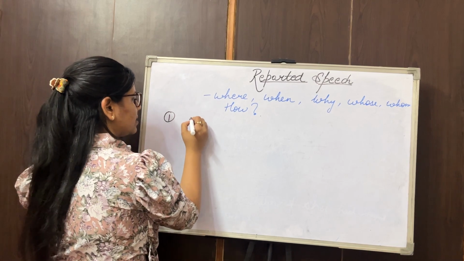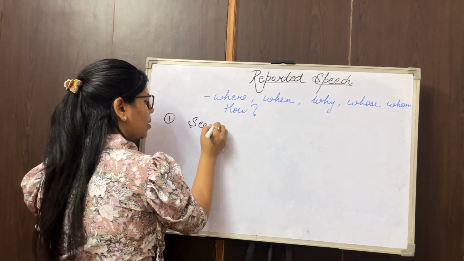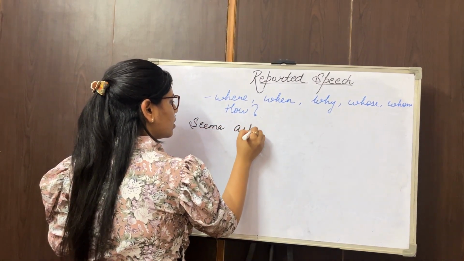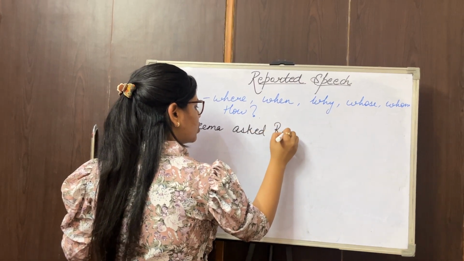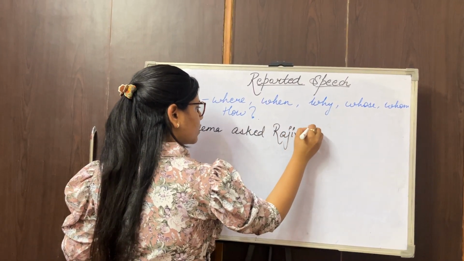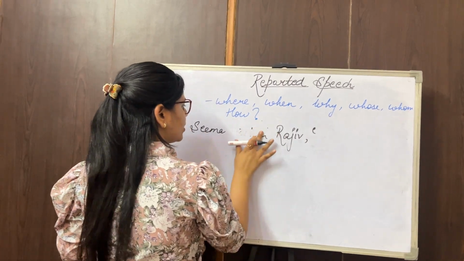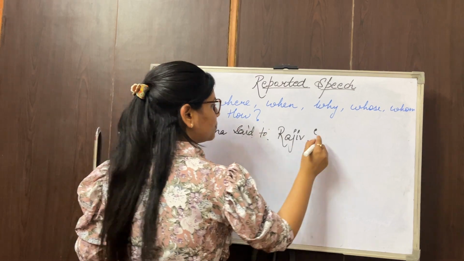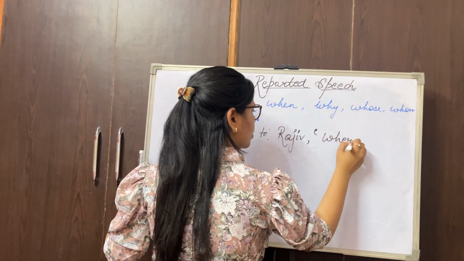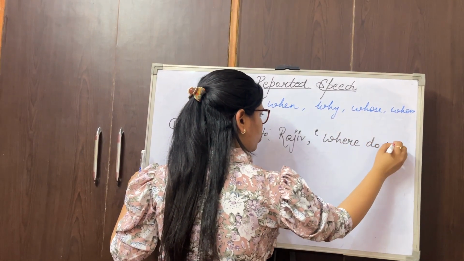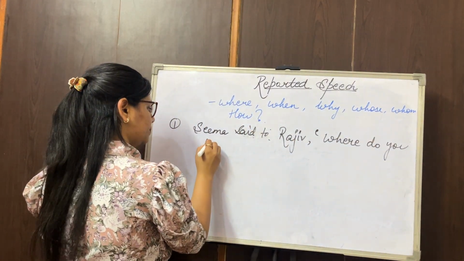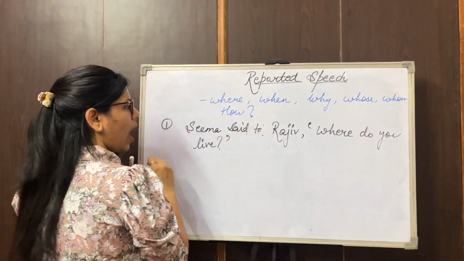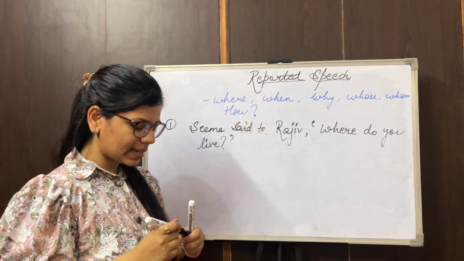First question, let's say Seema asked Rajiv, or in the question it might be given, said to Rajiv, where do you live? Now, how will we convert this into indirect speech?